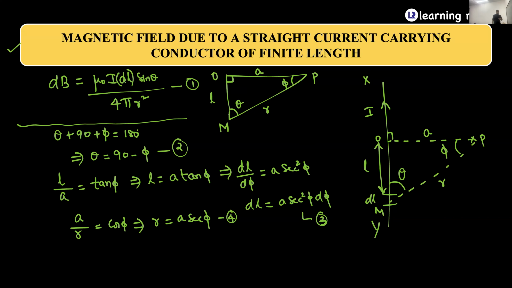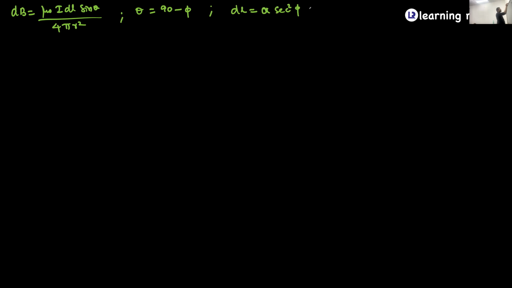So if you observe, all that we need to do is take 2, 3, and 4 and substitute it in 1. So what is the first equation? dB is equal to mu naught I dl sine theta the whole divided by 4 pi r square. The second equation is theta is equal to 90 minus phi. The third equation is dl is equal to a secant square phi d phi. And the fourth one is r is equal to a secant phi. So take these 3 and plug it here.